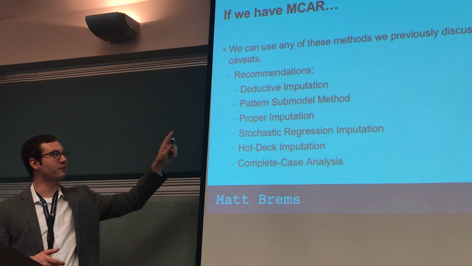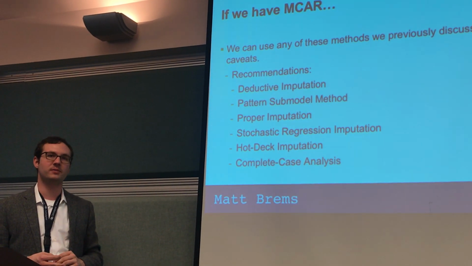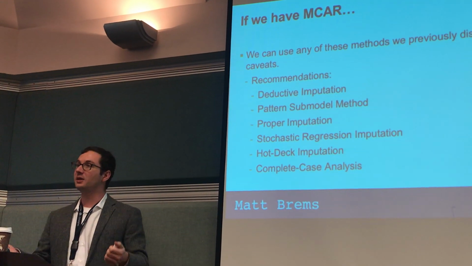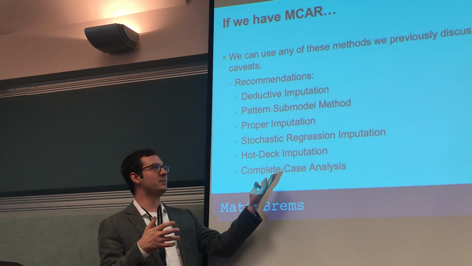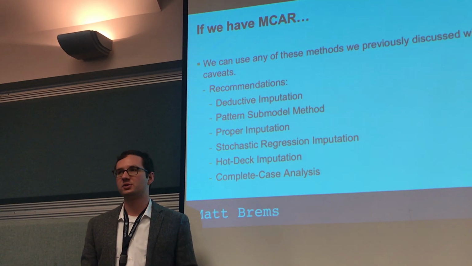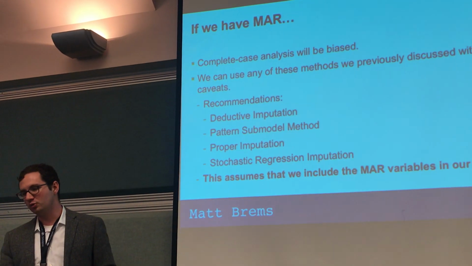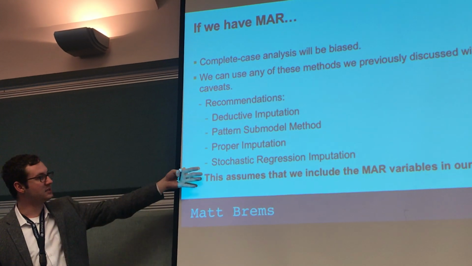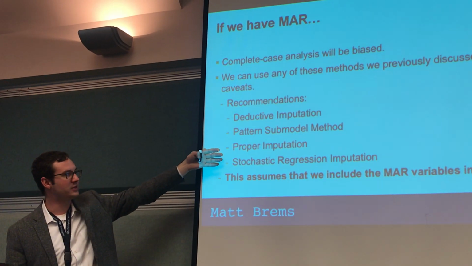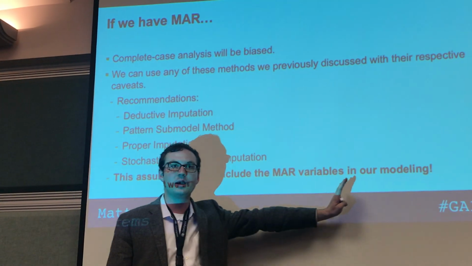You do assume, remember, for proper imputation, that your data are missing at random conditional on other things. If your data are missing completely at random, that is a subset of missing at random, which is not really conditional on anything. So you could still use these methods there. For missing at random, you could use these different models: deductive imputation, pattern submodel, proper imputation, stochastic regression imputation. This assumes that we include those missing at random variables in our model.